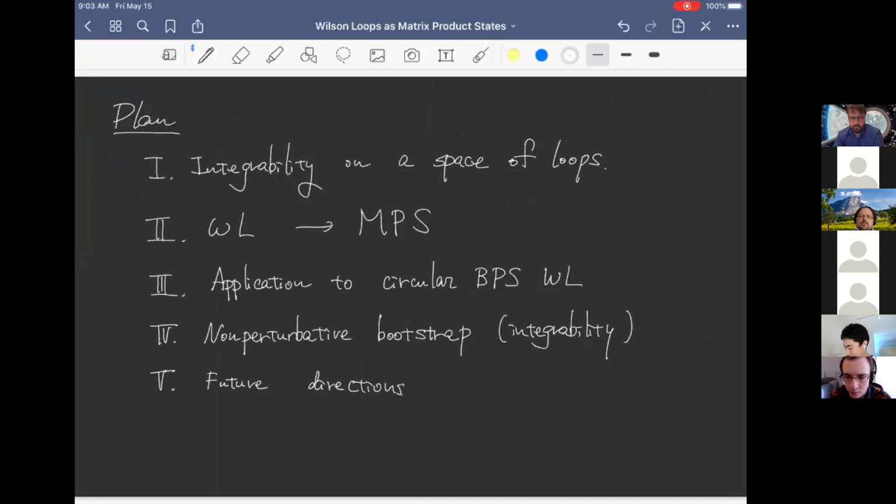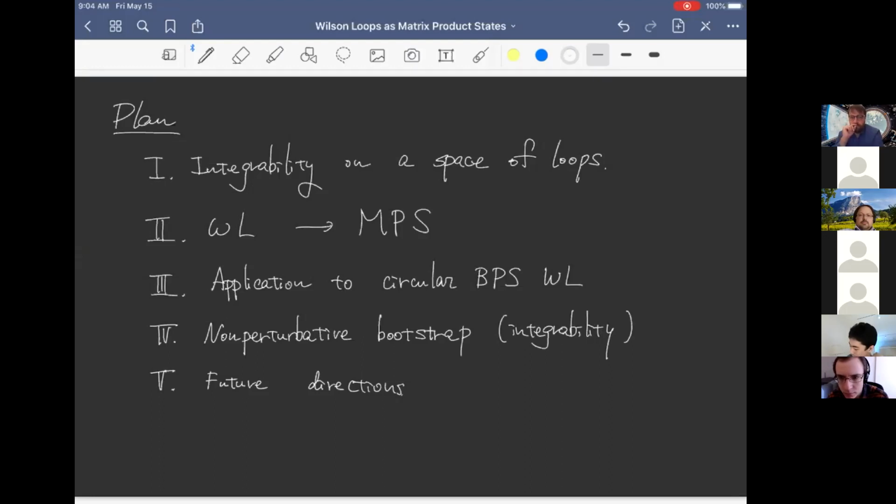In the second part, that's the main part, I'm going to explain how to rewrite the Wilson loop into a matrix product state. And then I'm going to discuss application to circular Wilson loops, and this is mainly about the weak coupling. And then finally, I'm going to talk about how to extend the result to finite coupling using the idea of integrability bootstrap. And then I'm going to discuss some future directions.